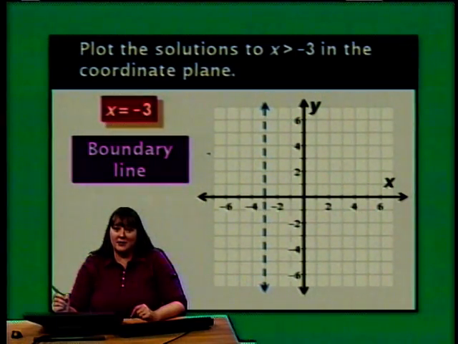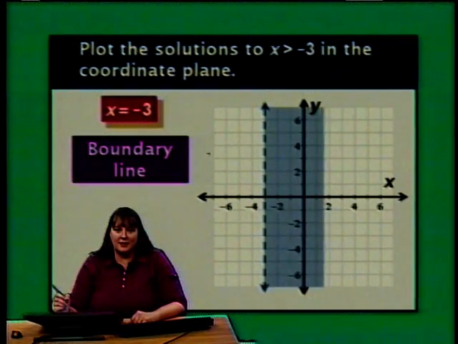Now we want x values that are greater than negative 3. As we move to the right of this line, all of the x values will be greater than negative 3. So we need to shade to the right of this line.